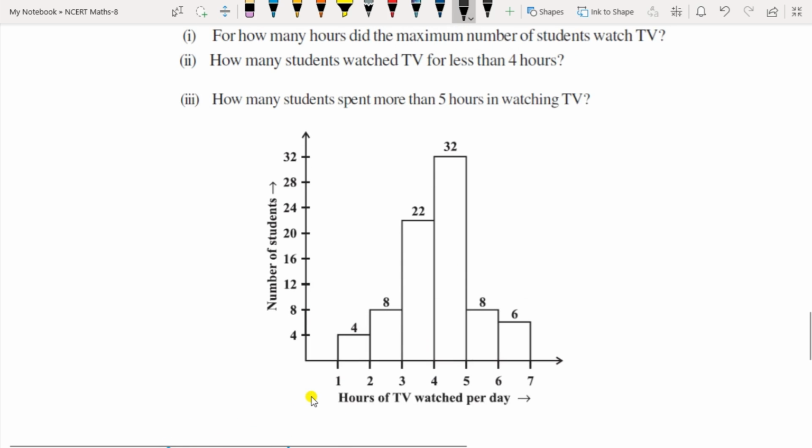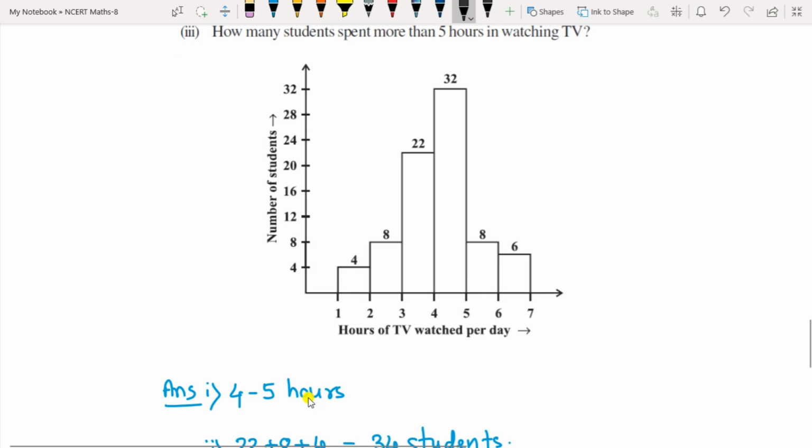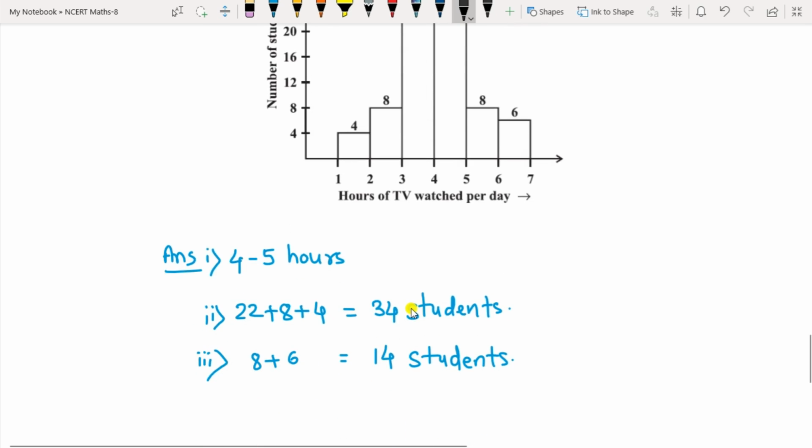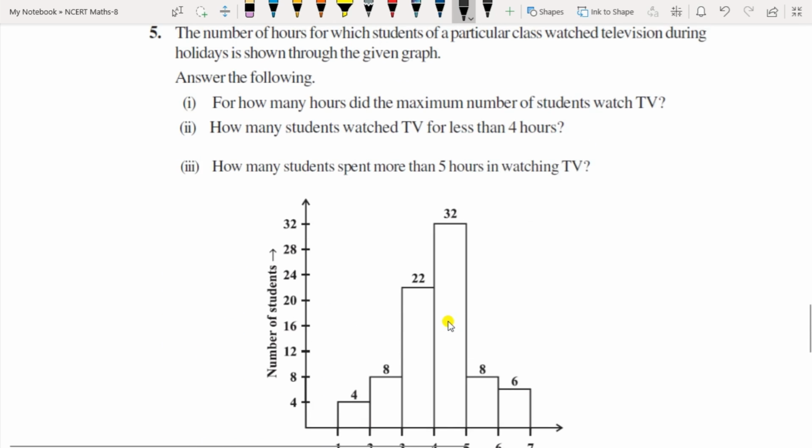Second question is, how many students watch TV for less than 4 hours? This x-axis is for hours. So less than 4 hours means from here 4, 8 and 22. So 4, 8 and 22 add. It will give you 34 students. 34 students watch TV for less than 4 hours.